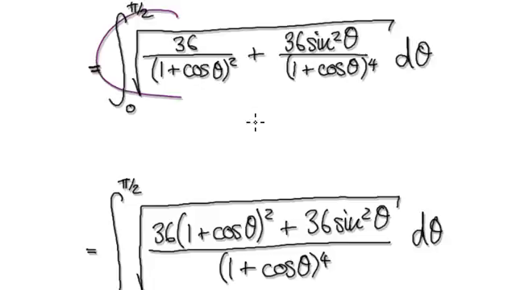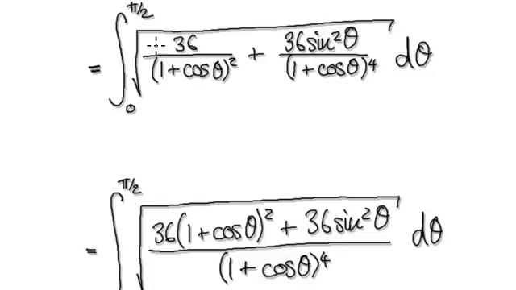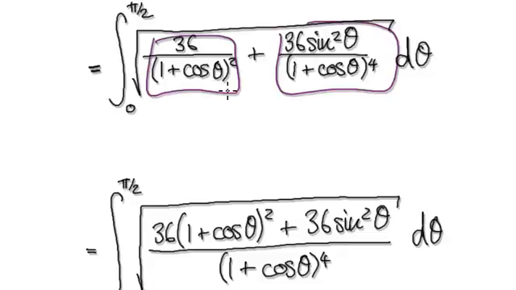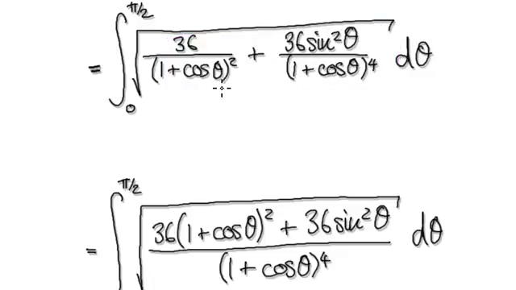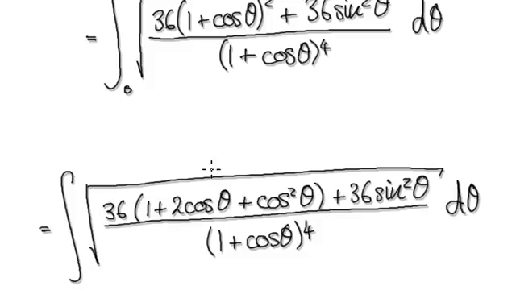Tidy this thing up, it will then become this, because here you've got one fraction, here you've got another fraction. Get the two denominators to be the same. So here times top and bottom by 1 plus cos theta squared, and then 1 plus cos theta squared, and then merge the two fractions. That will then give you this, and then tidy this up. It will then become this.